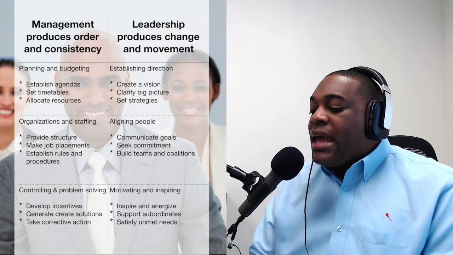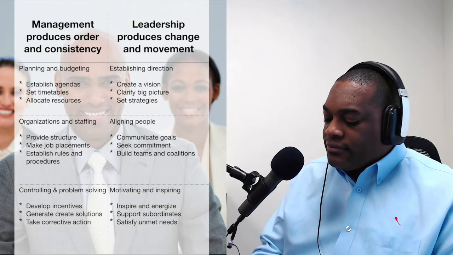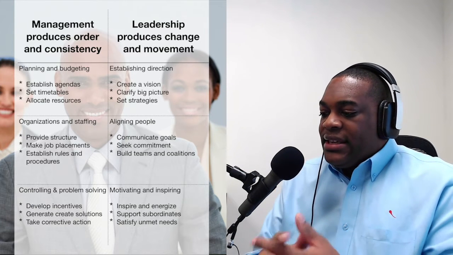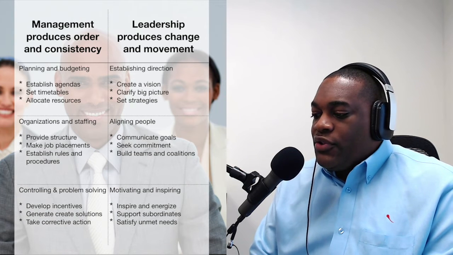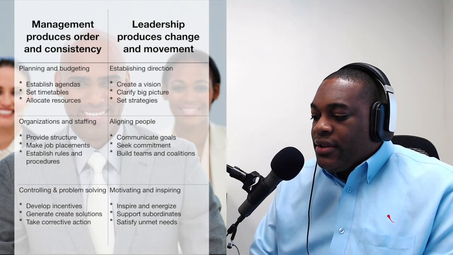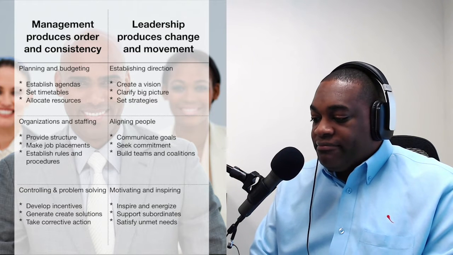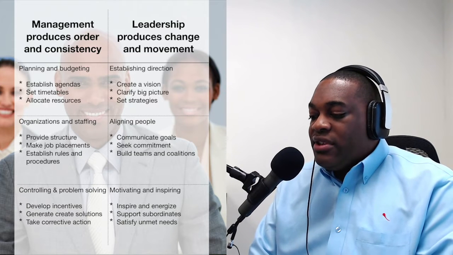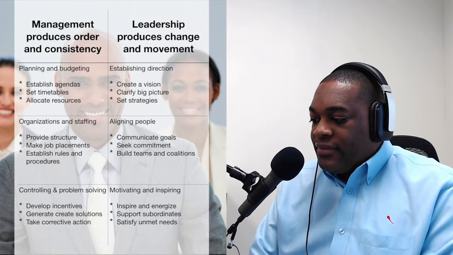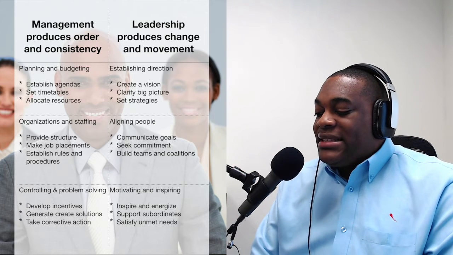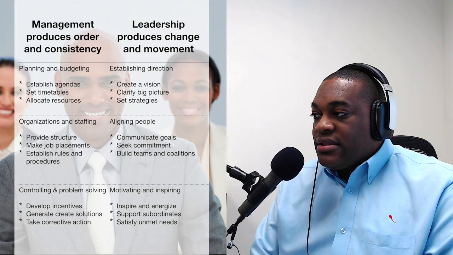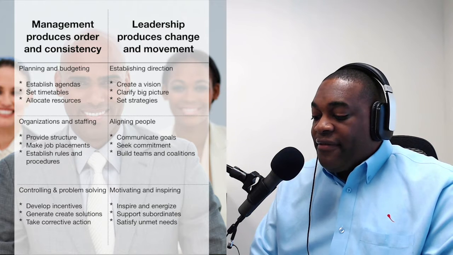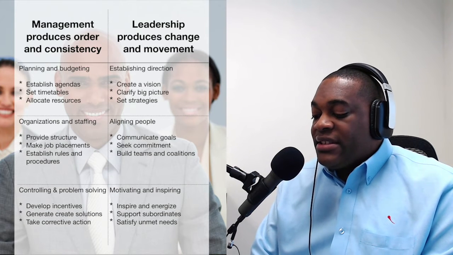Now, let's go down the line a bit. There's a chart here on the screen, and I want to review that with you to continue to drive home the point that managers and leaders are two different people, two different disciplines. Managers plan and budget. They establish agendas, set timetables, allocate resources. Leaders establish direction. They create a vision, clarify the big picture, and set strategies. Big difference. Managers organize and staff. They provide structure, make job placements, establish rules and procedures.